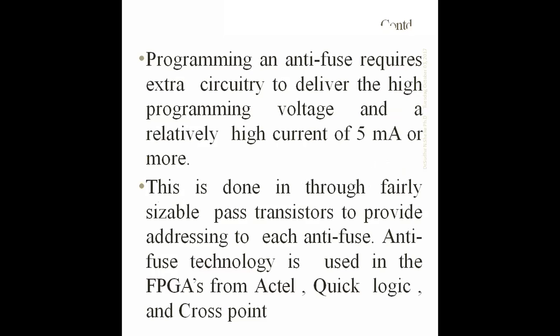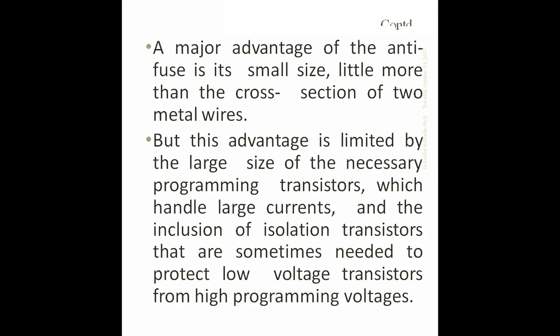Programming an antifuse requires extra circuitry to deliver the high programming voltage and a relatively high current of 5 milliamperes or more. This is done through a fairly scalable pass transistor to provide an address to each antifuse. Antifuse technology is used in the FPGAs from Actel, QuickLogic and Crosspoint.